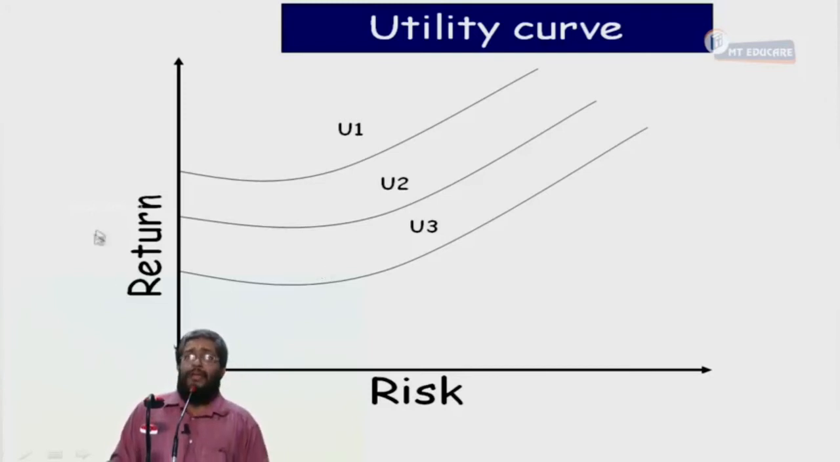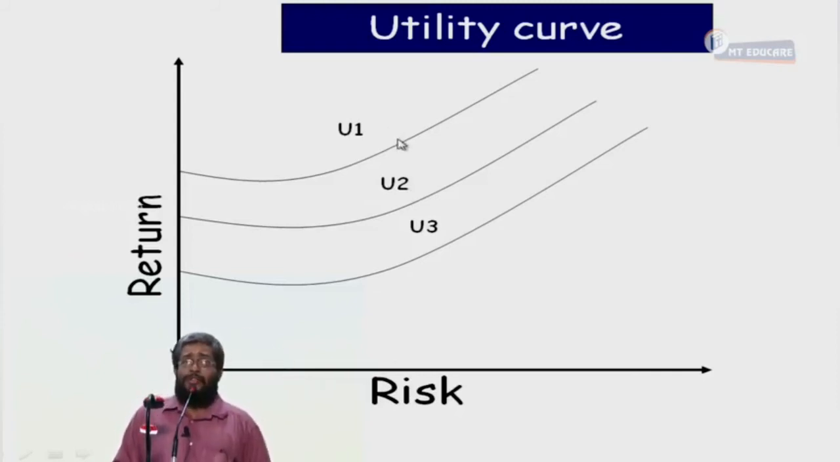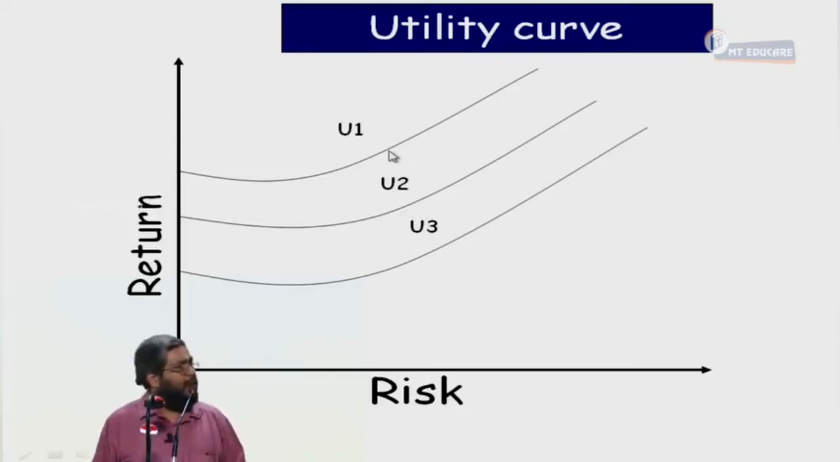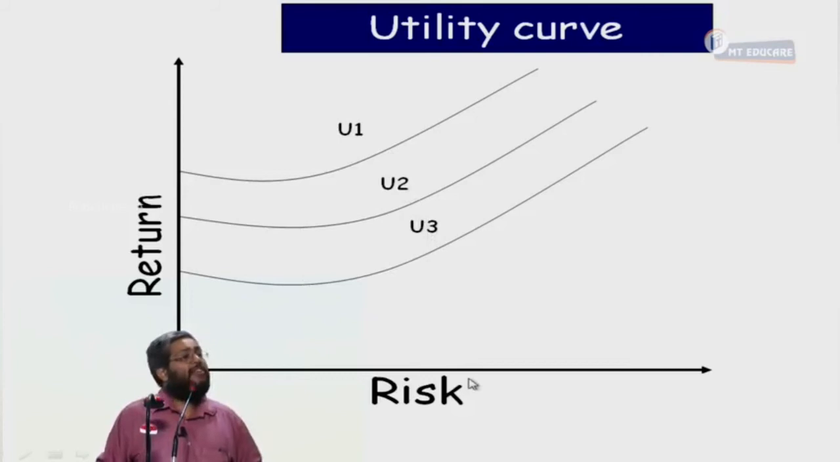So tell me, what is the equation of this curve? U equals expected return minus half into A into sigma square. In this case, A is the highest. When A is highest, to derive the same level of happiness that U2 has, the return should be more for that particular curve. In the second case, A is next highest, and in the last, A is lowest, and this is going to be the utility curve. Everybody following?